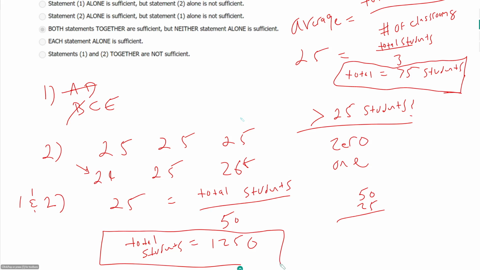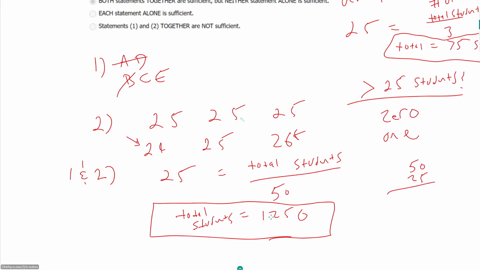But once again, we have the same problem that we had in the first statement. Just knowing that we have 1,250 students total tells us nothing about the distribution of the students. My first 49 classrooms could each have 1 student in them, and the remaining 1,000 plus students are in the final class, or they can be evenly distributed throughout. And so we need to know something about how these students are distributed to answer the question. So the statements together don't really tell us anything new. The answer is E.